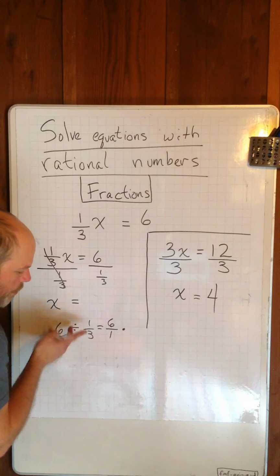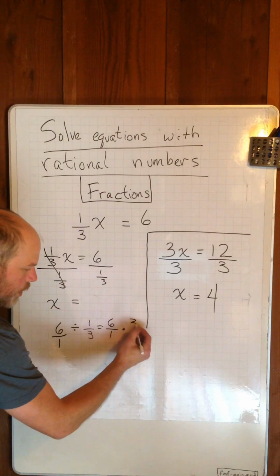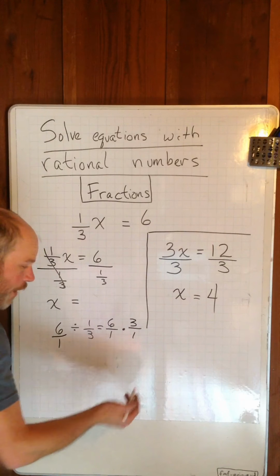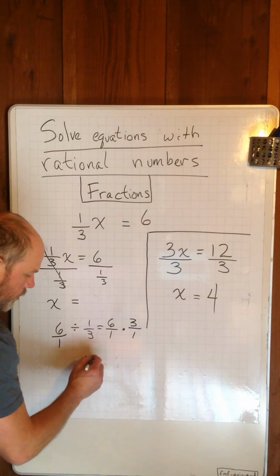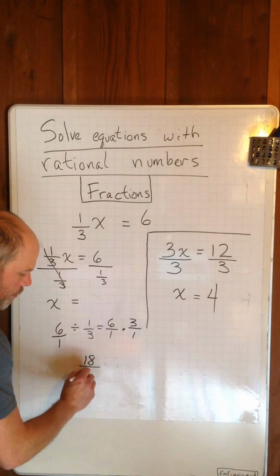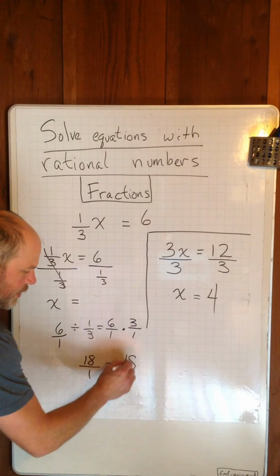I give the reciprocal of this fraction right here, and so the 3 will come to the top, and the 1 will go to the bottom. And now you know that multiplying fractions, you multiply the top numbers, you maintain the fraction, and you multiply the bottom numbers. And I'm left with 18 over 1, which equals 18.